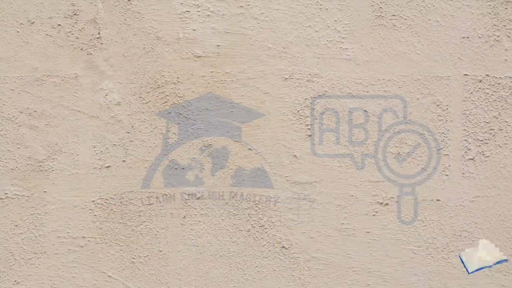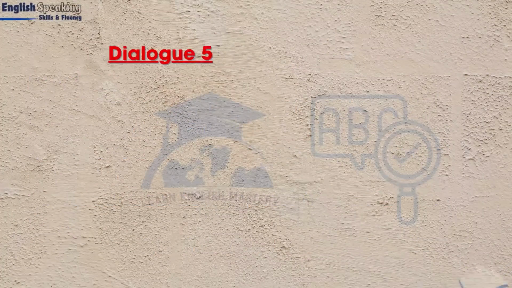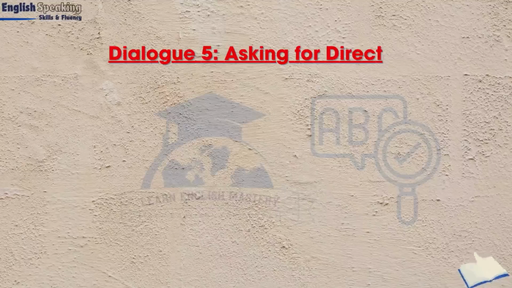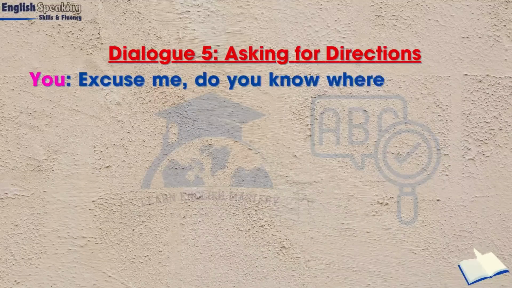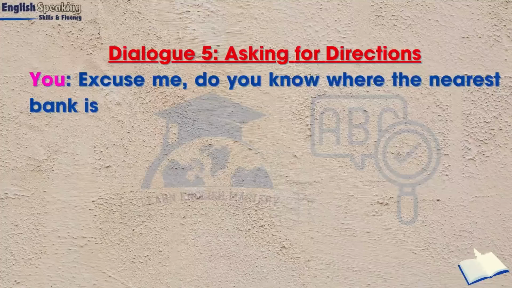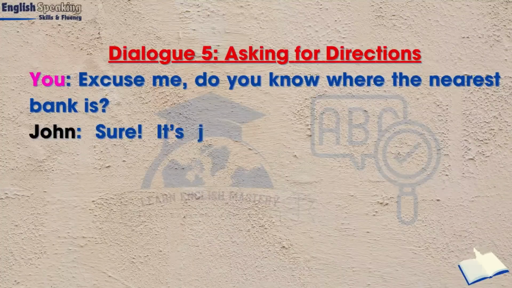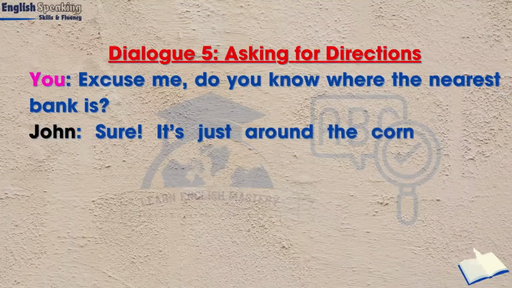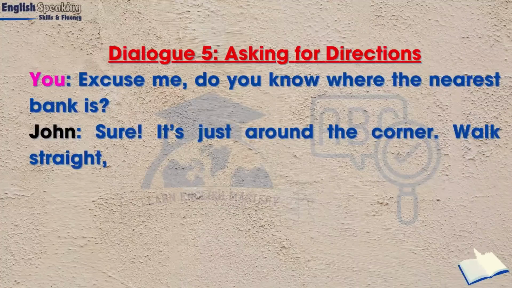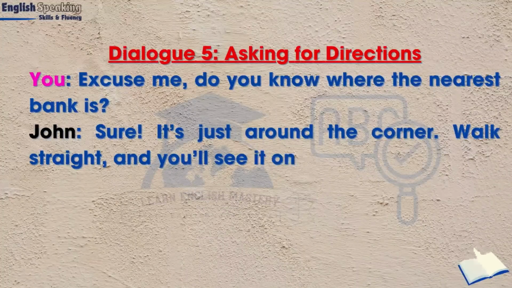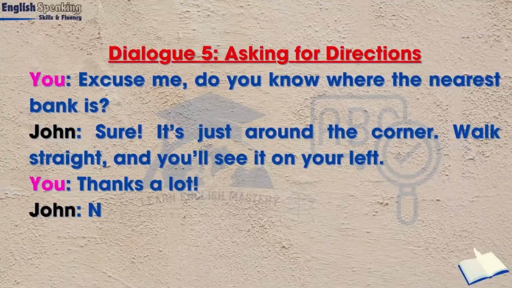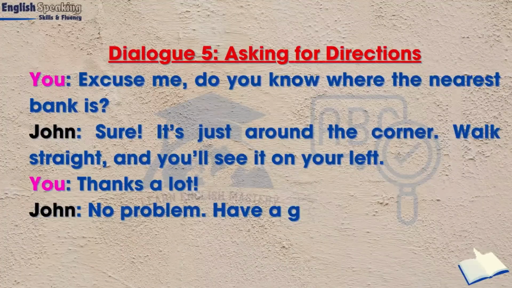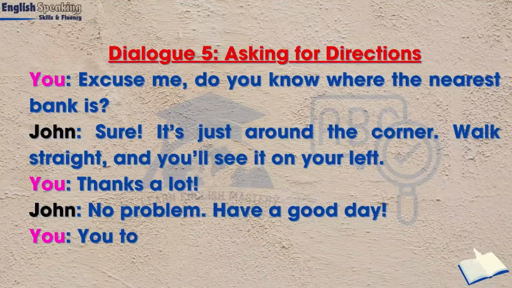You: Let's do this. Dialogue 5. Asking for directions. You: Excuse me, do you know where the nearest bank is? John: Sure. It's just around the corner. Walk straight, and you'll see it on your left. You: Thanks a lot. John: No problem. Have a good day. You: You too.